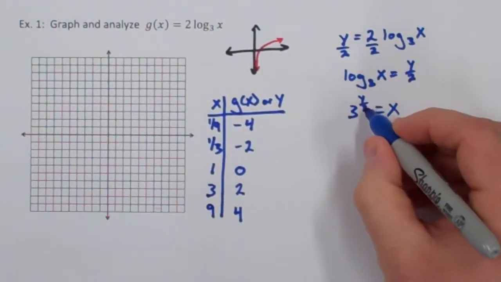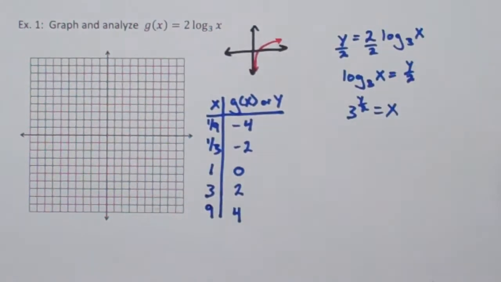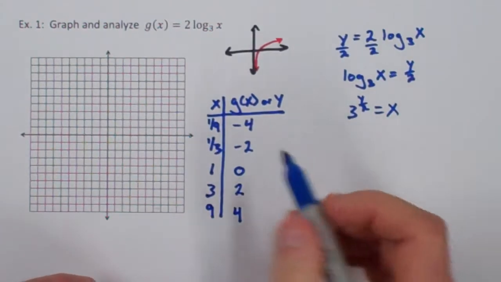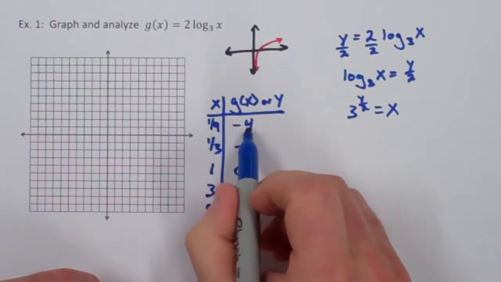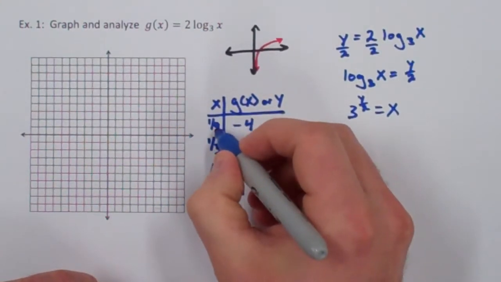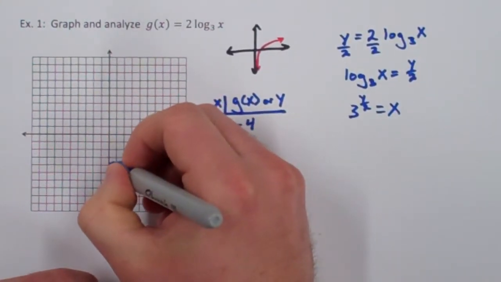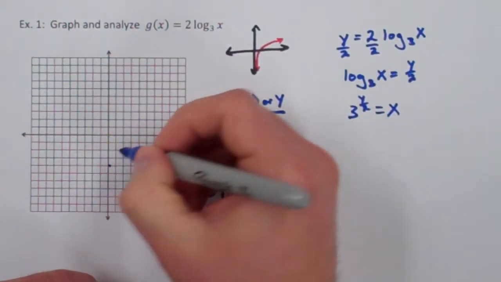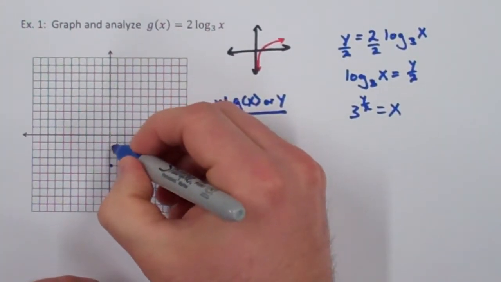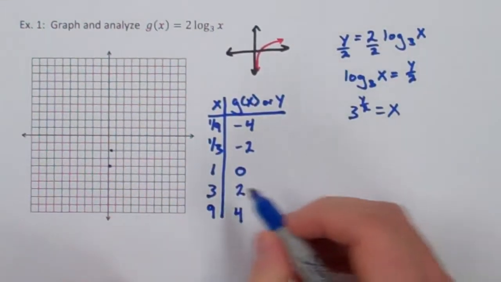3 to the 4 divided by 2, or 3 to the second power, is definitely 9. To graph this then, what we can do is just use these as our x and our y. So we've got 1/9, right 1/9, and down 4. So that's going to be super, super close to the y-axis. 1/3 and down 2, so it's going to be right about there.